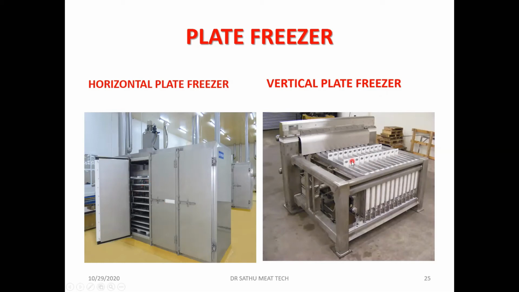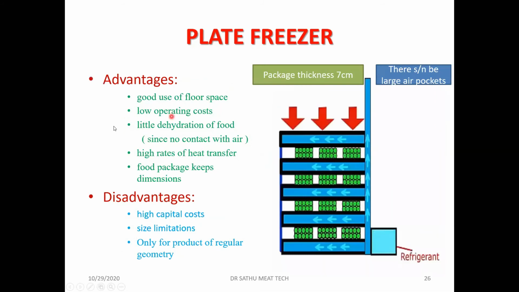So let's see how it works. So this is a refrigerant. The refrigerant will be pumped here. So between the plates, you can see the refrigerant is flowing. And this is the food material. And slight mechanical pressure will be applied on this plate. So the exchange of heat will take place by conduction, and it will get frozen.